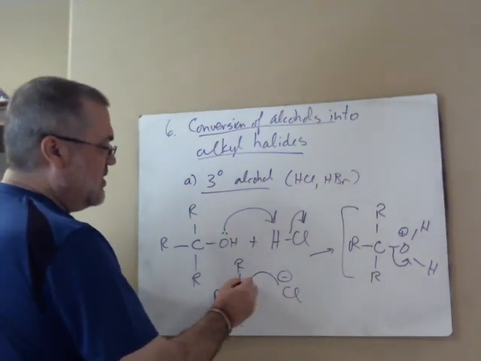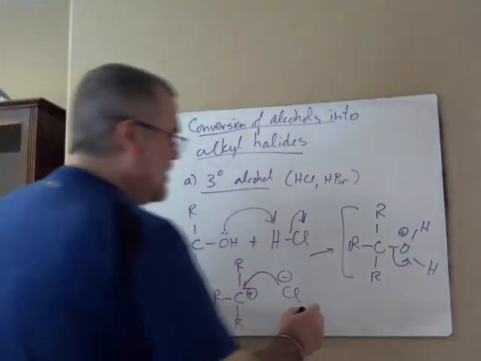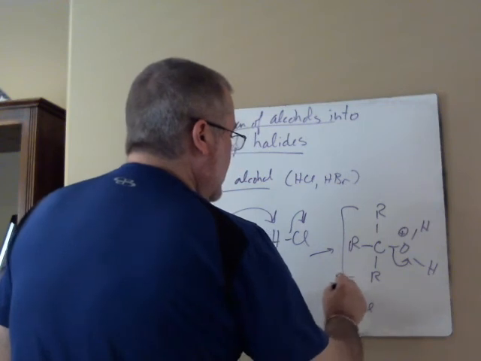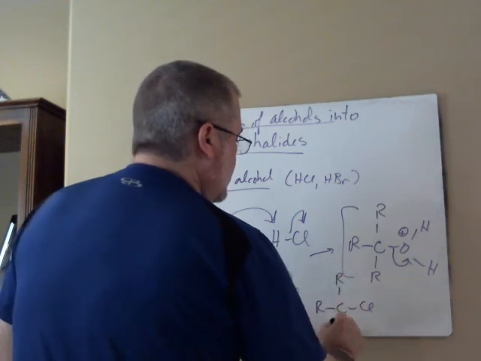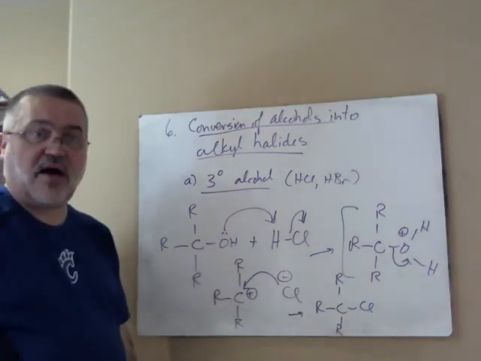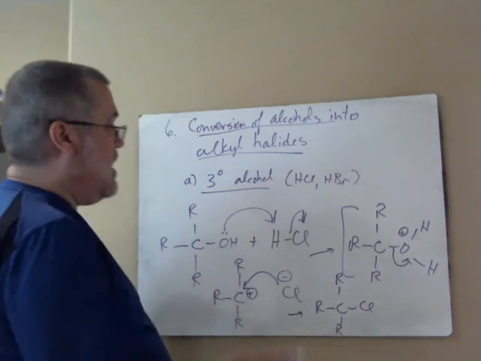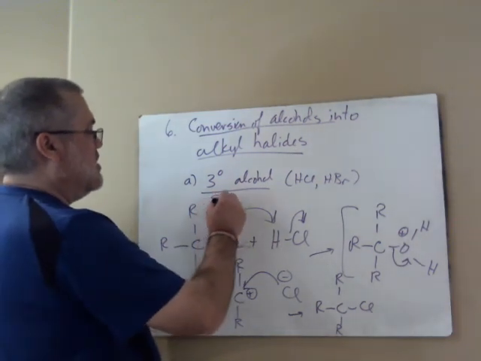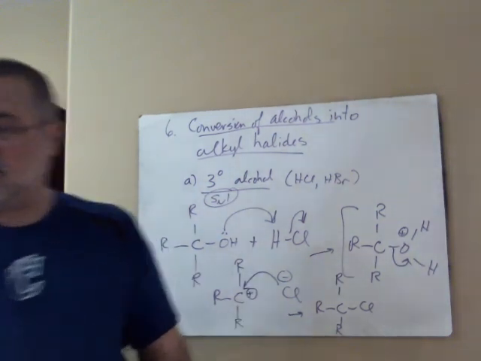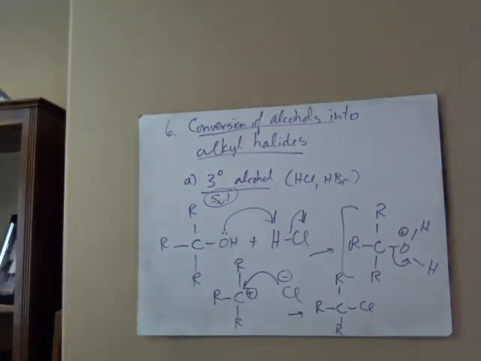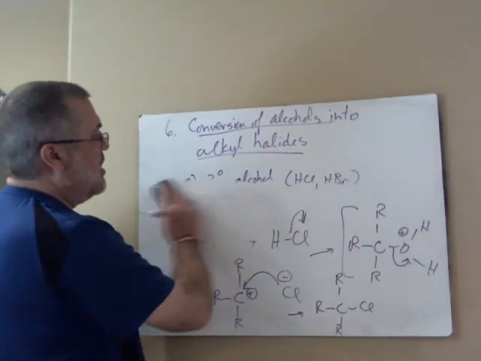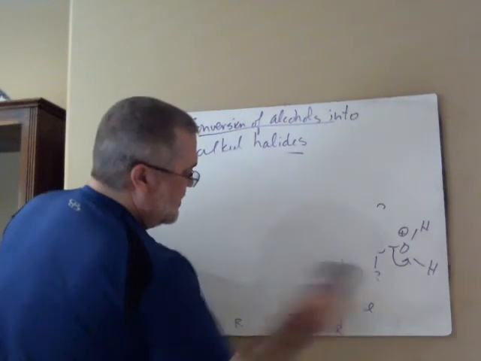So that's this nucleophile reacting with the electrophilic center. And the result of that is I've substituted my chlorine onto the carbon. So I've gone from an alcohol to an alkyl halide, going through an SN1 mechanism. Okay, so as long as your alcohol is tertiary, you can simply treat it with HCl or HBr and convert it into the alkyl halide.